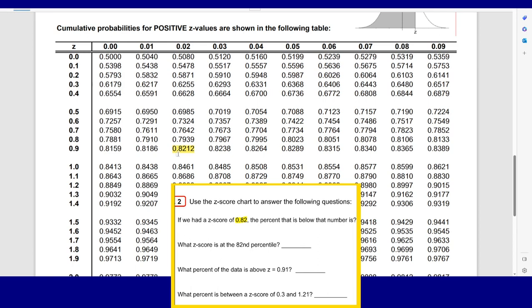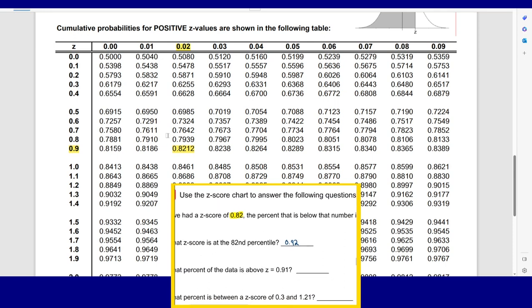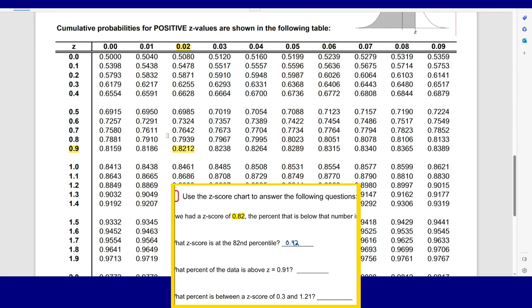So we found that percentile in our table. Now we're going to the outside to find the two values for our z-score, and we get a z-score of 0.92. So a value that is 0.92 standard deviations above the mean will have 82% of the data equal to or less than it.